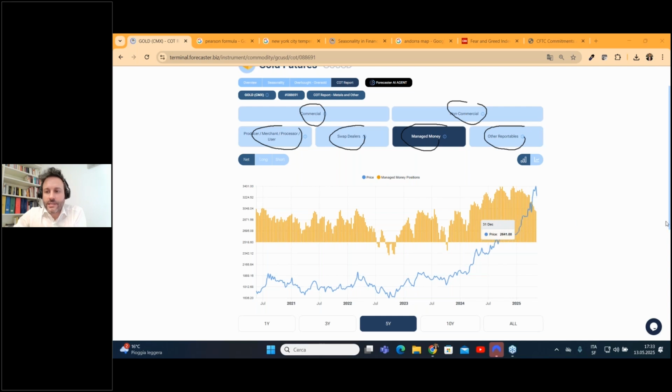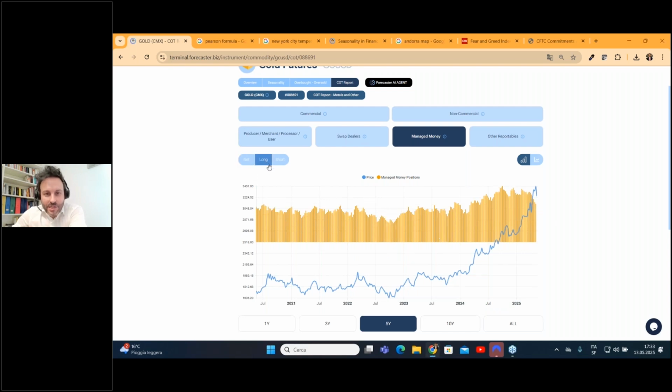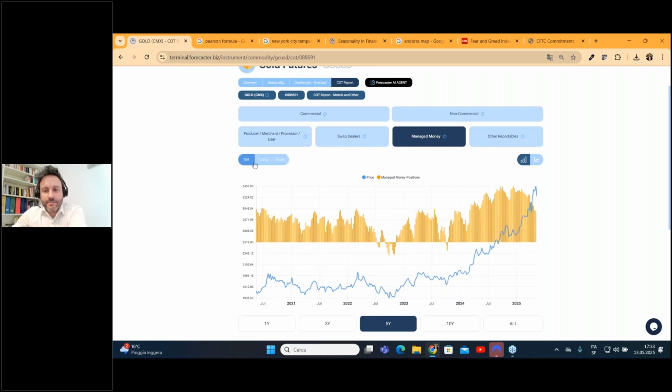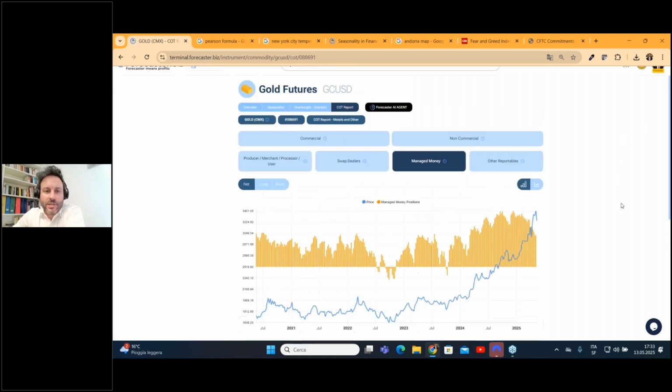So we have, for example, the managed money. We are talking about the hedge funds. We have the producer, merchant, and processor, which are, of course, the producers of gold, okay? And by default, you can find the net position, which is the long position minus the short position, okay? In order to analyze the chart, you can definitely use the net position, okay?